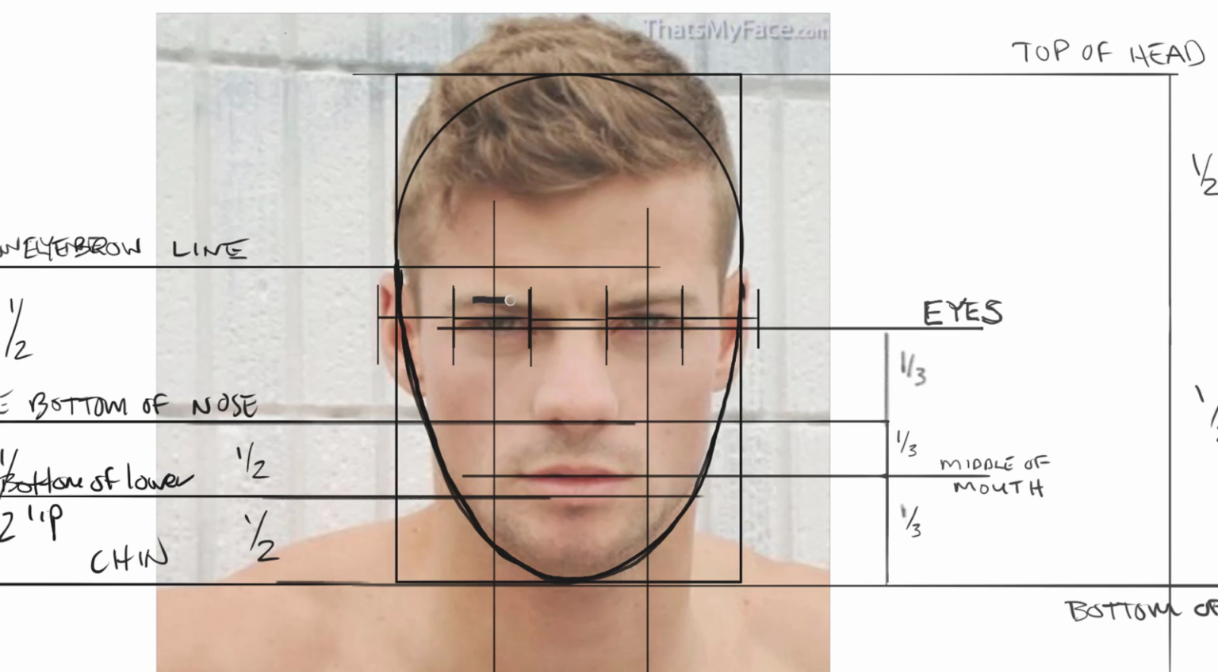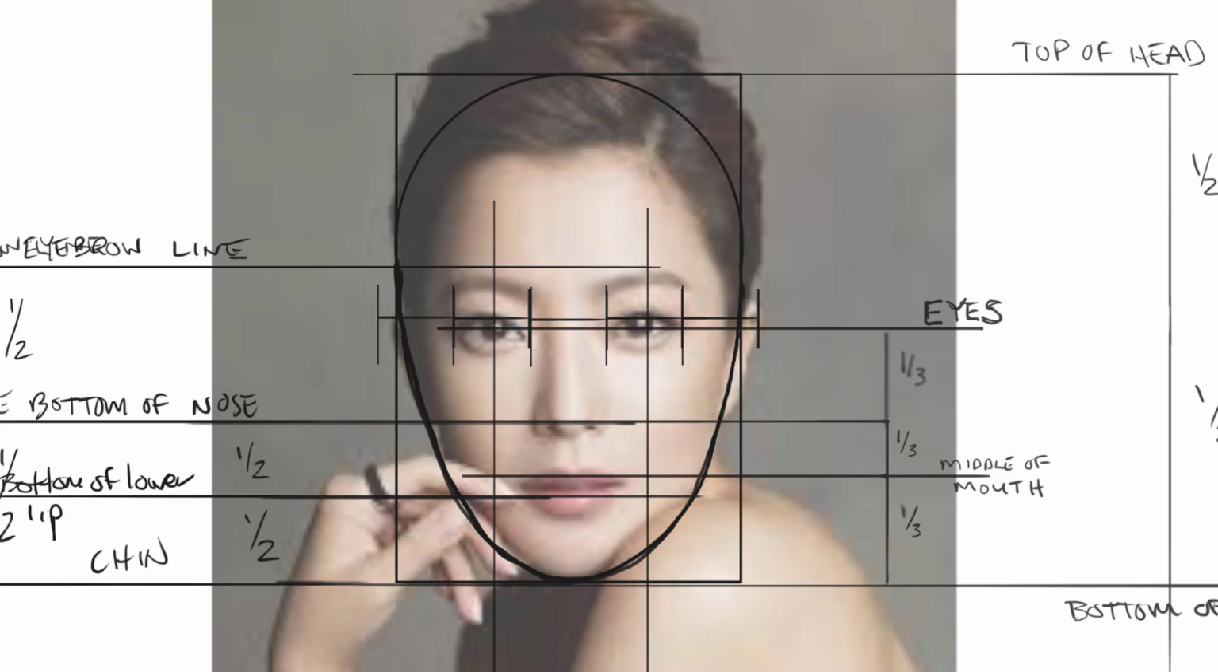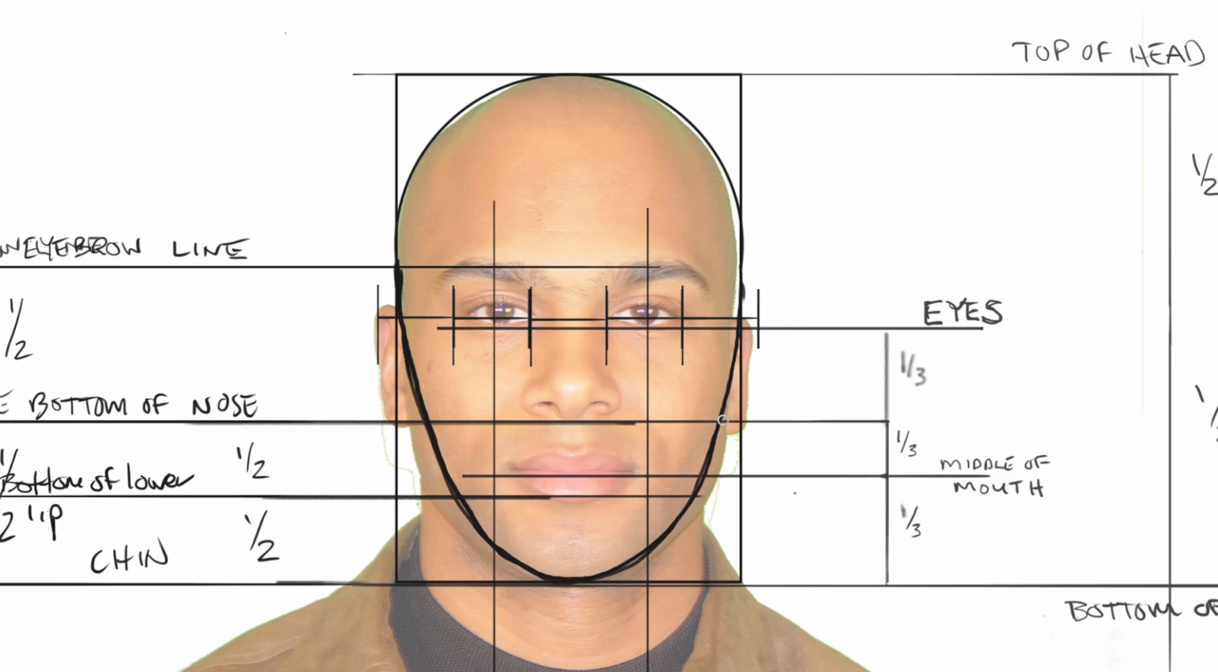For instance, our male model has a very low brow line compared to the other models. This woman has a very low bottom of the nose and mouth. The jaw line on this male model is much wider. Male models in general will have a more pronounced jaw line.